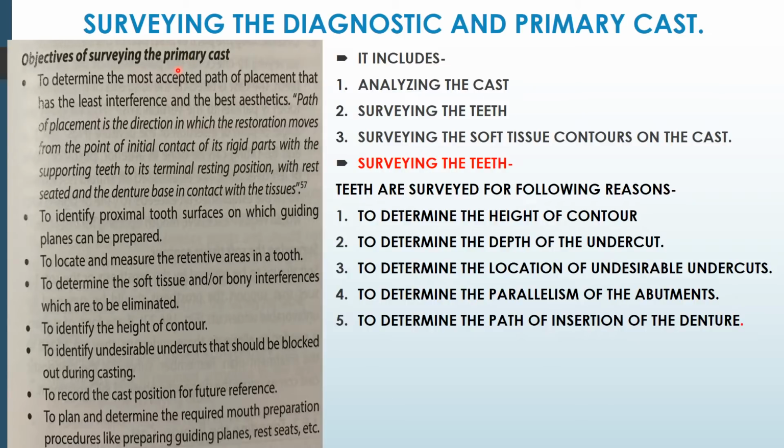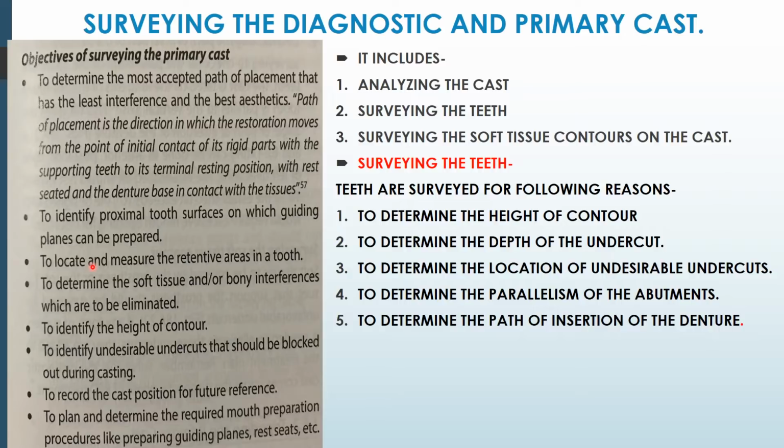So what are the objectives of surveying the primary cast? To determine the most acceptable path of insertion. As we have seen, the main objective of surveying is to determine the proper path of insertion or proper path of placement. Path of placement is nothing but how you're placing and removing the denture. Then the next is to determine the proximal tooth surfaces on which guiding planes can be prepared. So these are the guiding planes. Next, to locate and measure the retentive areas in a tooth. Now your denture requires that retention, so to locate and measure that area, we are doing this survey.